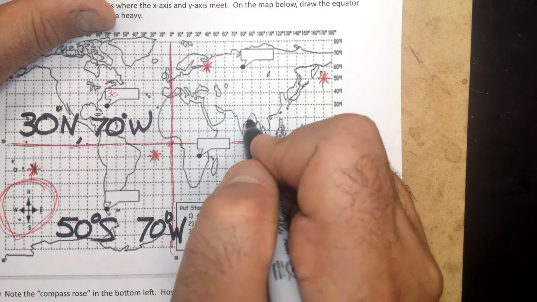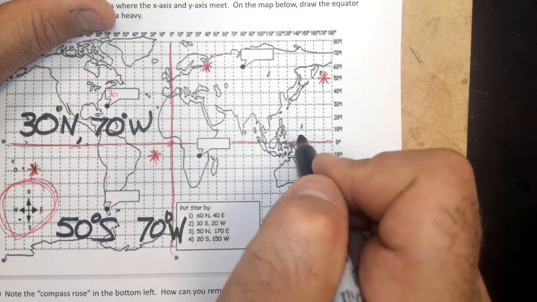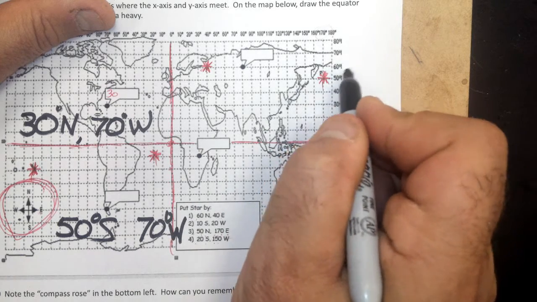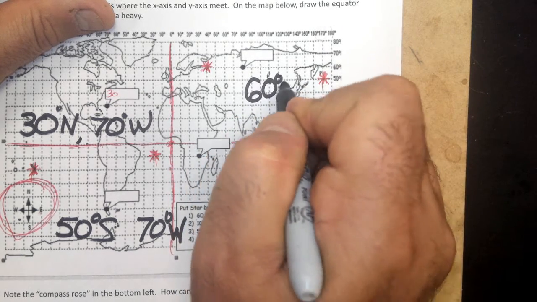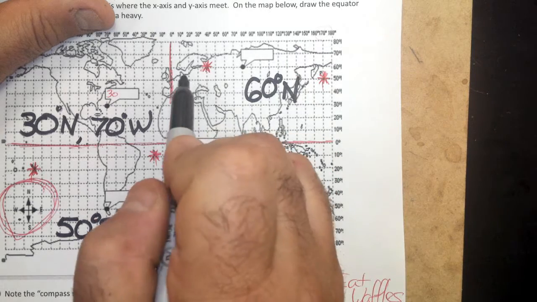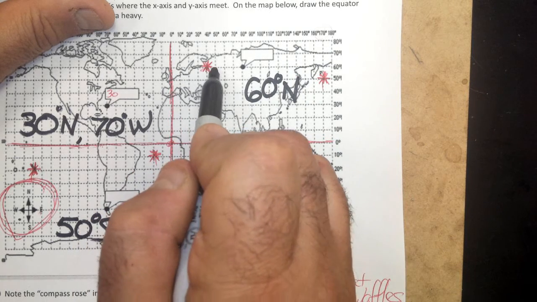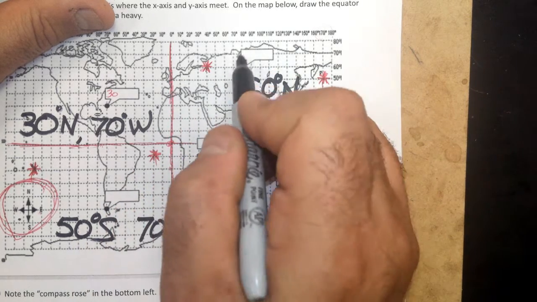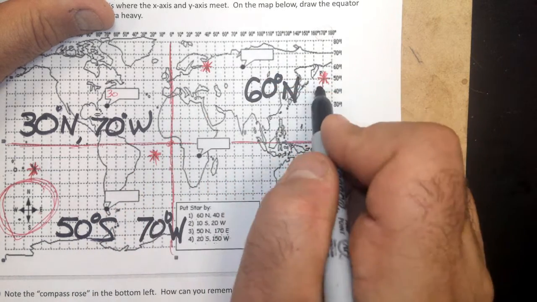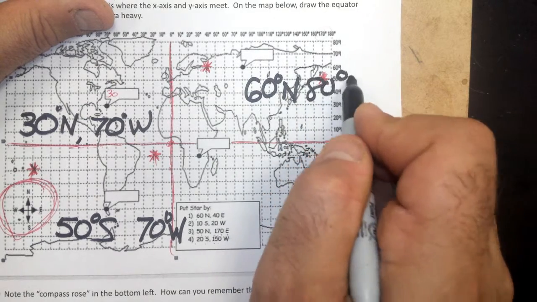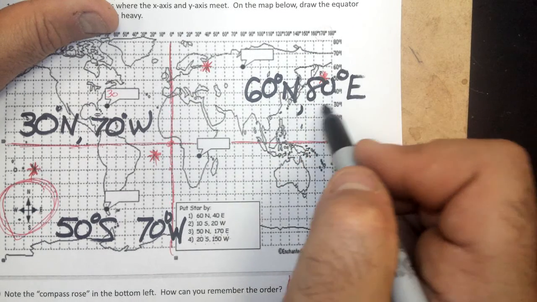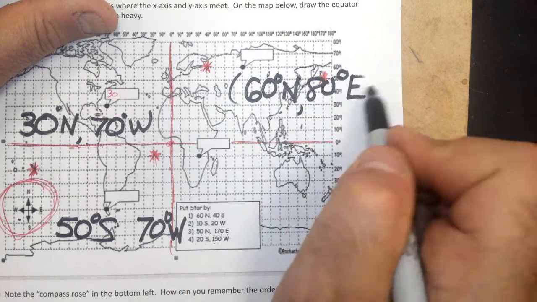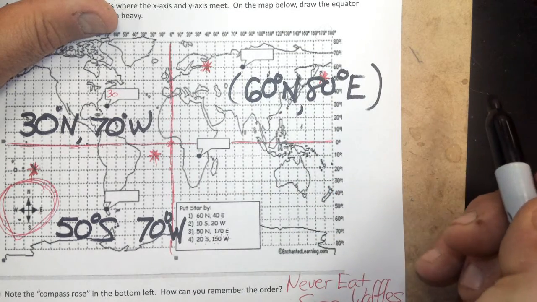Next one, in Siberia here. It is 1, 2, 3, 4, 5, 6 lines up. That's 60 degrees on the north side. And it is 10, 20, 30, 40, 50, 60, 70, 80. You can see an 80 up here. 80 degrees on the east side. We can separate them by commas, that's fine. Sometimes you'll even see parentheses around them.